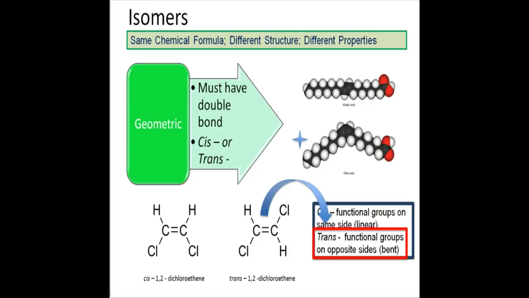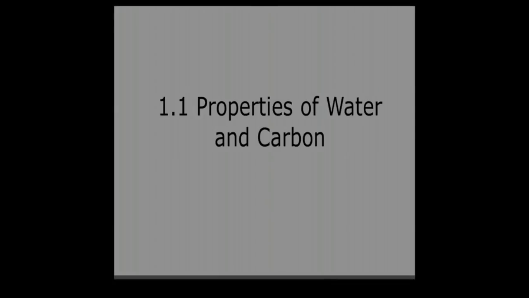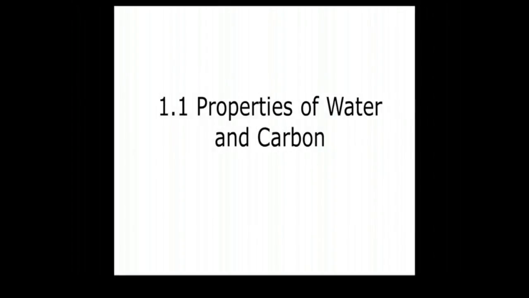The trans functional group means the functional groups are on opposite sides. So in the trans-1,2-dichloroethene molecule, the chlorine atoms are on opposite sides. This is going to cause a bend in the molecule like in oleic acid. This is going to have a vital role in the functioning of lipids in a biological system. In the last video, we will discuss isomers and why they are important to biological systems.